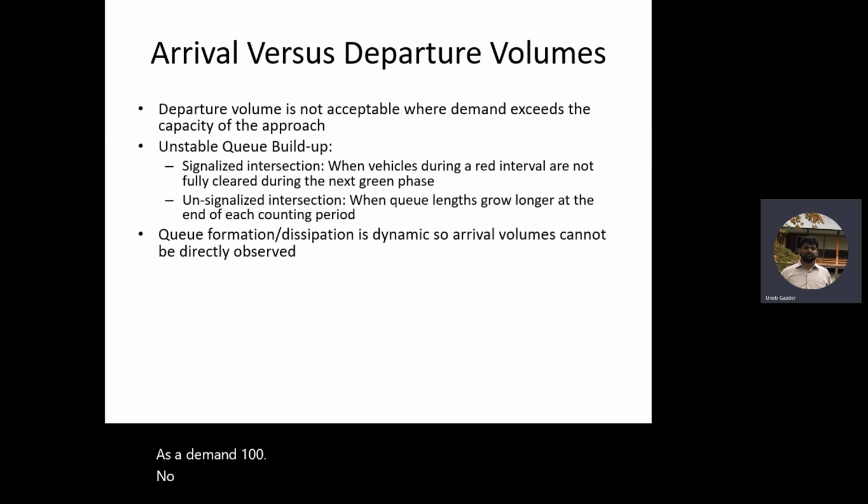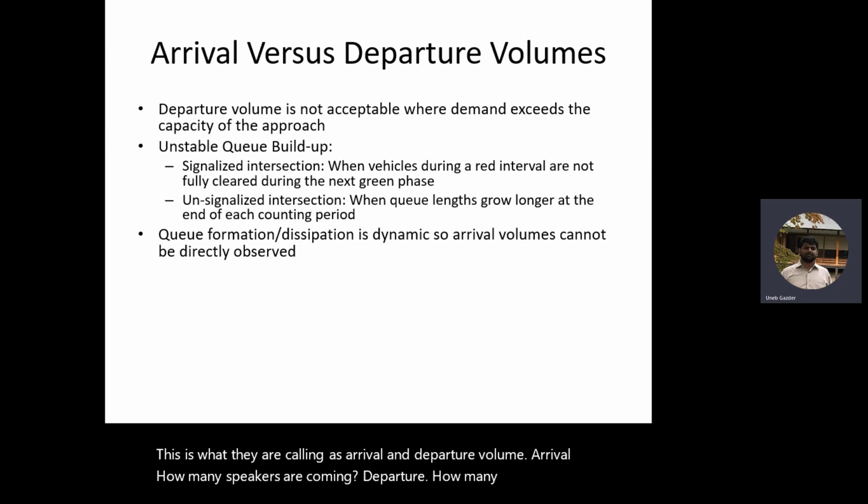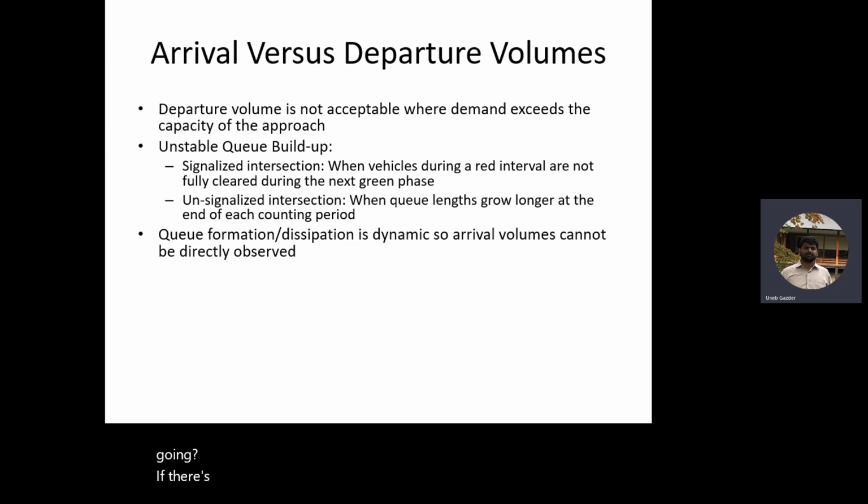No, demand is 200. So I should not count how many vehicles are passing. I should count how many vehicles are coming. This is what they are calling arrival and departure volume. Arrival, how many vehicles are coming. Departure, how many vehicles are going. If there is no traffic jam, arrival and departure are same. If there is a traffic jam, which one is higher? Arrival is higher, departure is lower. But the actual demand is what? Arrival or departure? Arrival.